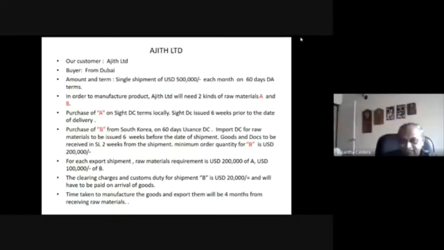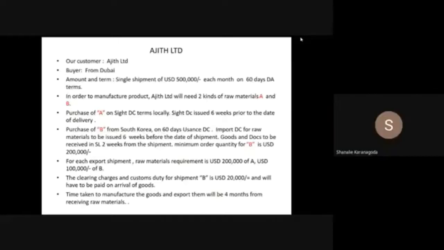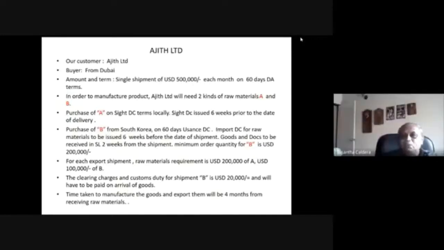Okay. What are the other? 2 months. Minimum order quantity for B is $200,000. But for each export shipment, we need raw materials of $200,000 of A. $200,000 of A is fine, no issue.